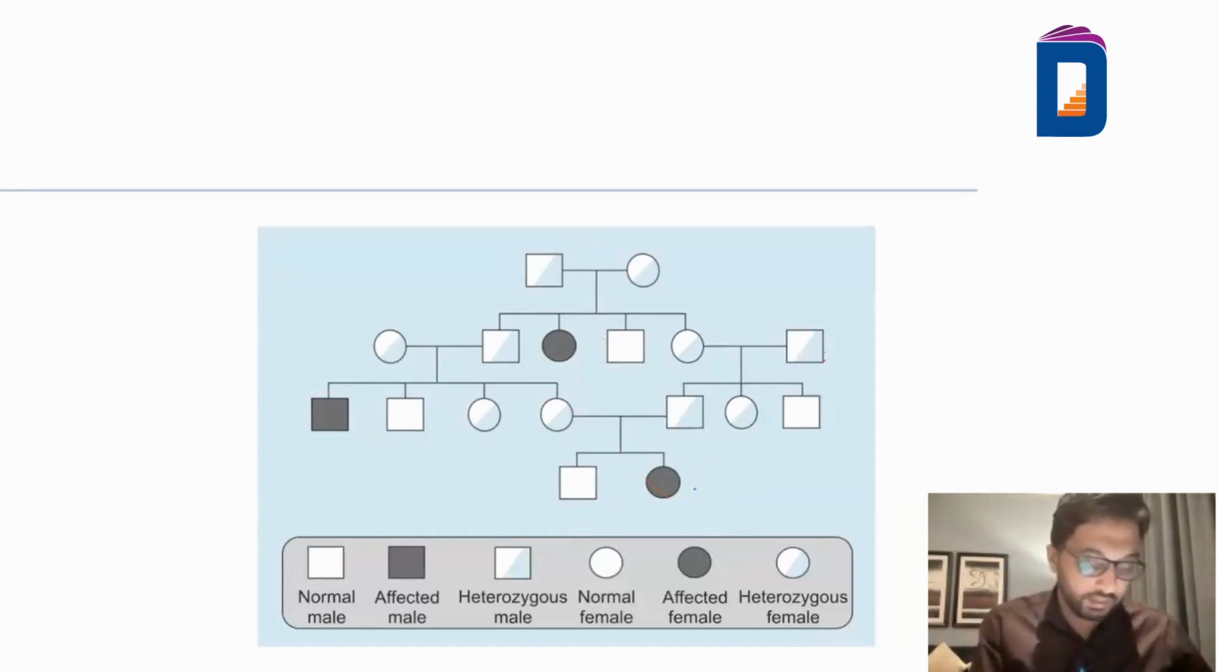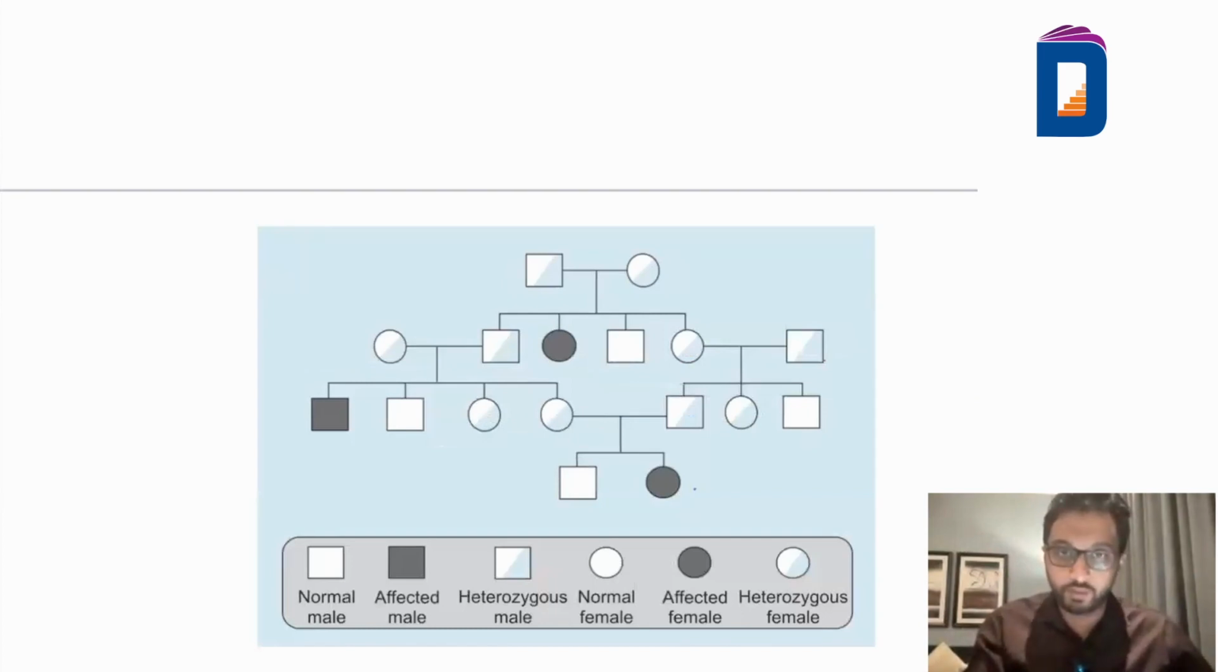Now let's see the carrier state. It's 1, 2, 3, 4, 5 female carriers, isn't it? Correct me if I'm missing anything here. 1, 2, 3 male carriers. So again, there is no significance. There is no huge, that is, a 1:3 ratio is not there. It is the 1:2 kind of ratio. So it's no sex predilection.